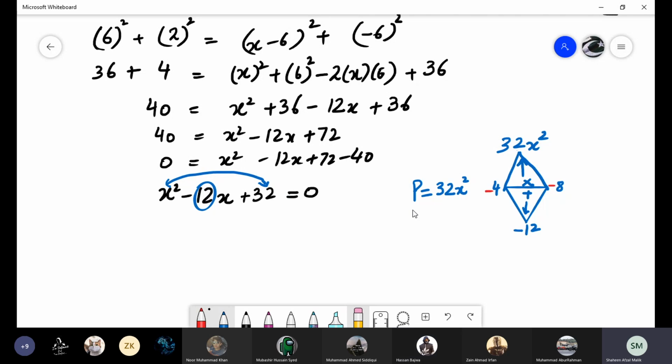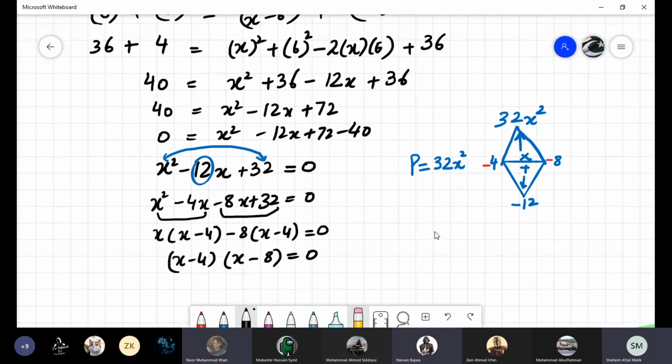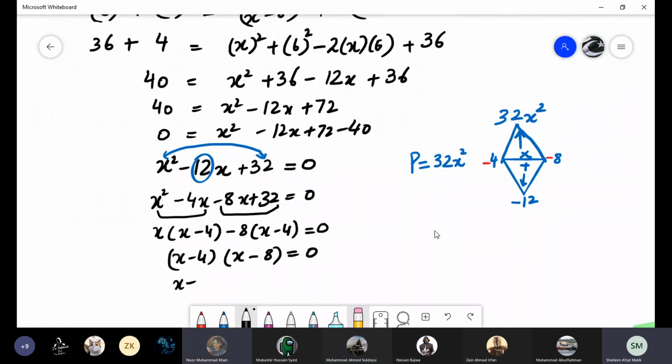So these factors you have to apply here. It will be x square minus 4x minus 8x plus 32 is equal to 0. From these two terms, what can you take common? x. It will be x minus 4. And from these two terms, we can take common minus 8. It will be x minus 4. You have done this a lot in grade 7, the factors. Then x minus 4, the bracket value we write once, then x minus 8 is equal to 0. Now, what will be the next step after that? It's easy. Either x minus 4 is equal to 0 or x minus 8 is equal to 0.